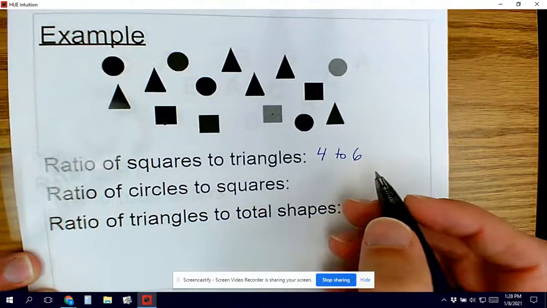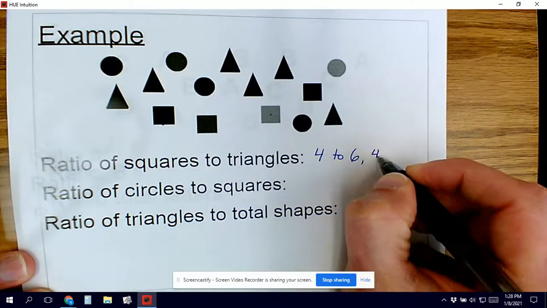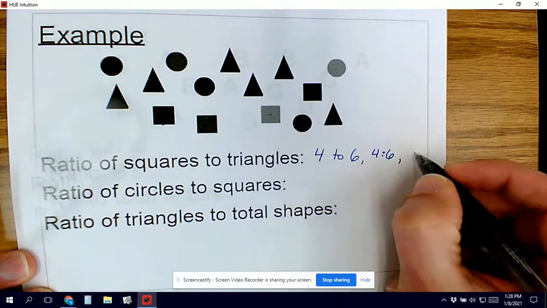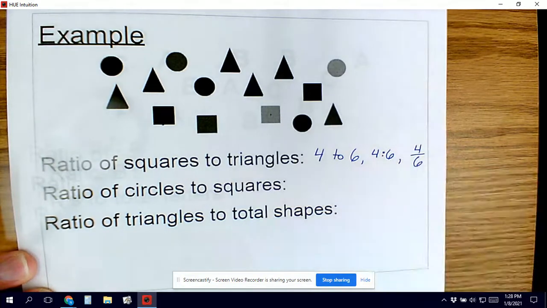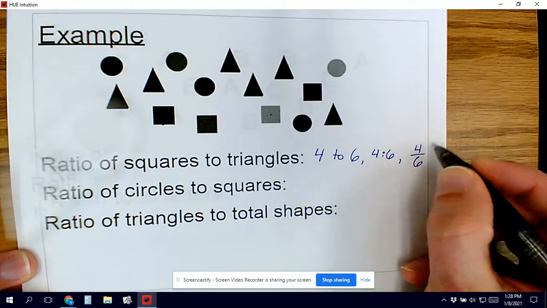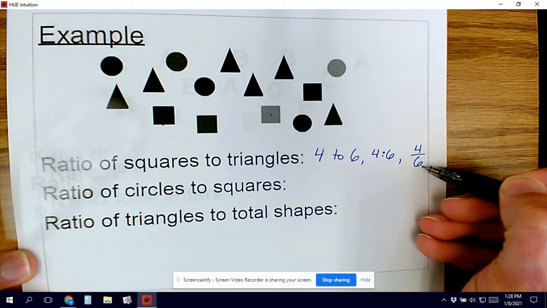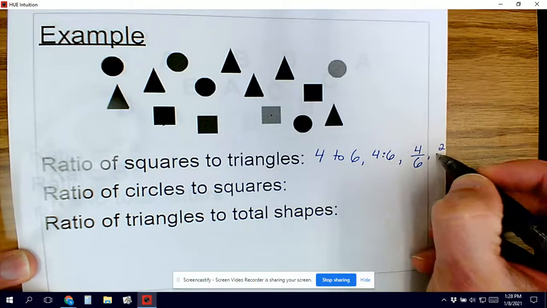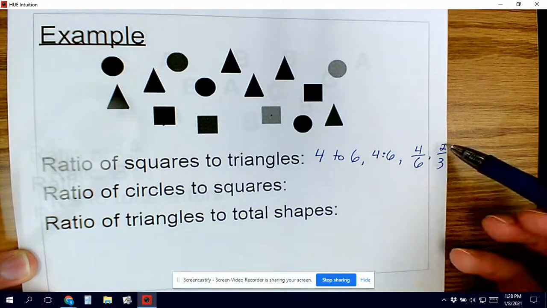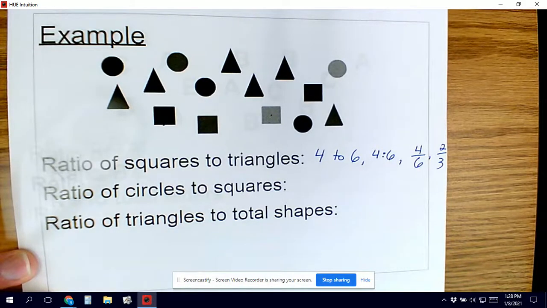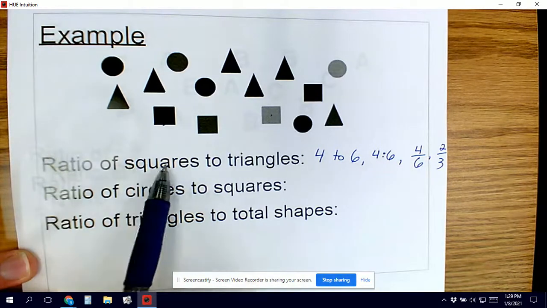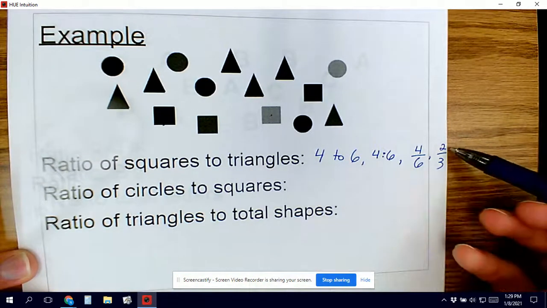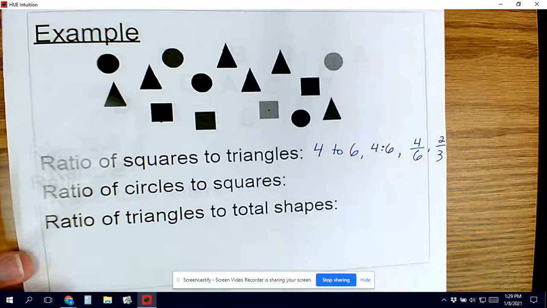Don't forget, you could write that in multiple ways. You could also write that as 4 with a colon, 6, or in fraction form, 4 over 6. Any of those are correct. Also, you can reduce these ratios just like you would with a fraction. So if I have 4 to 6, I know both 4 and 6 are divisible by 2. So another way to write this ratio, I could divide both of these by 2. 4 divided by 2 is 2, and 6 divided by 2 is 3. So 2 to 3 is the same ratio as 4 to 6. The ratio of squares to triangles, 4 to 6, or we could even simplify it, 2 to 3. Any of those are correct.